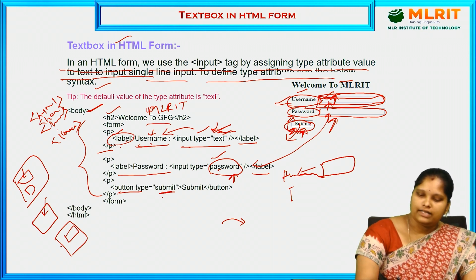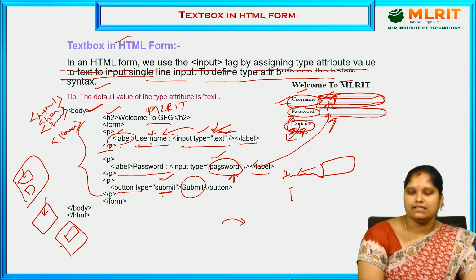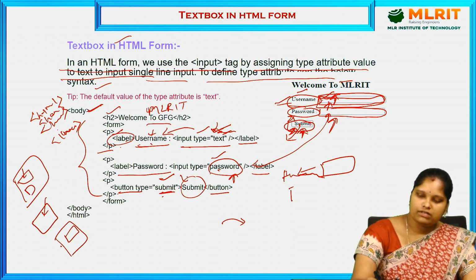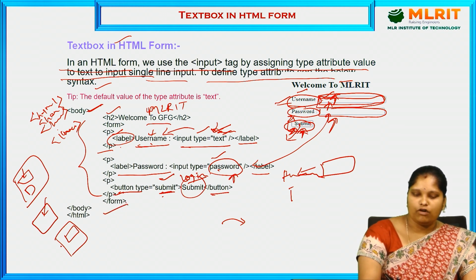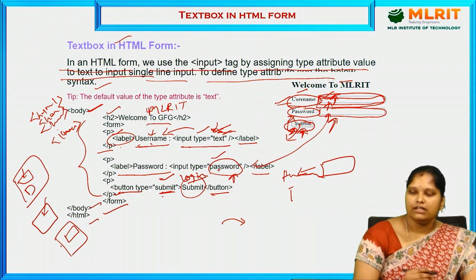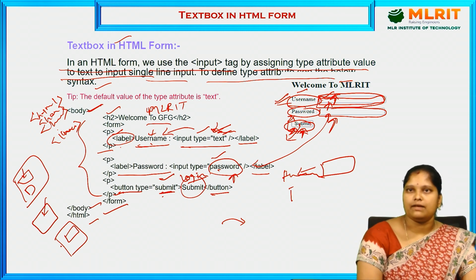Then the type of the button is submit, and the name of the button is submit, and then close the button. You can use login also. Button name is login. Then close the button, close the paragraph, and form is closed, body is closed, and HTML. Then the output is like this, right?